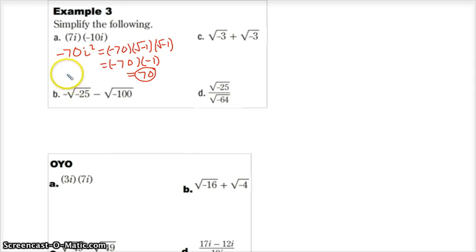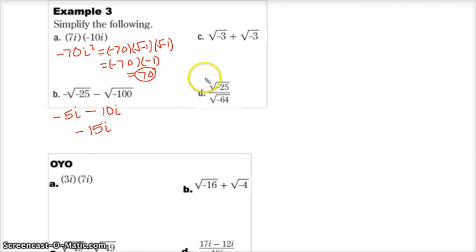Let's look at part B. I've got negative the square root of -25, which is 5i, minus the square root of -100, which is 10i. Again, I treat i like a variable and combine my like terms. I'm left with 15i, and that's negative.